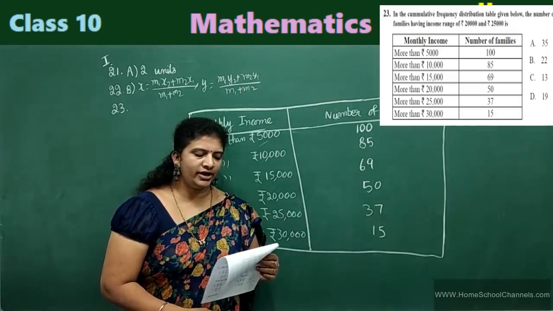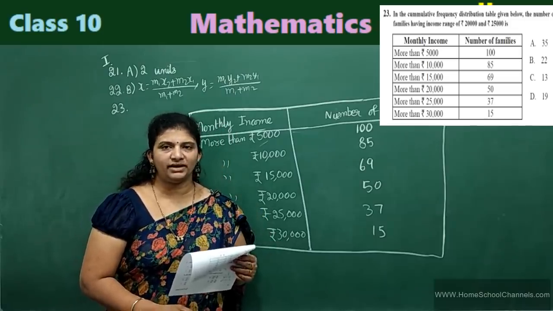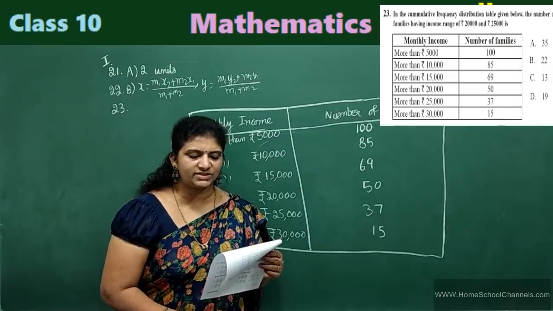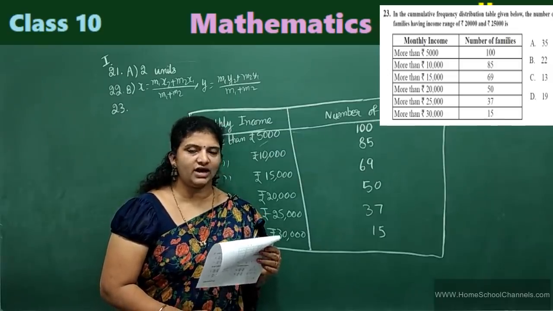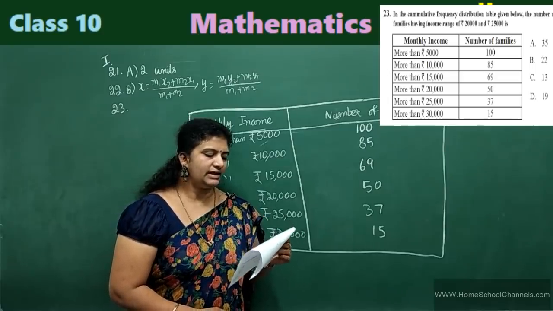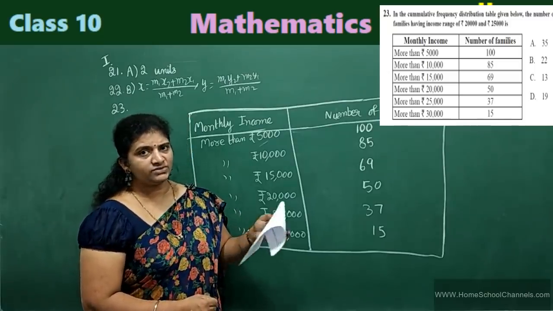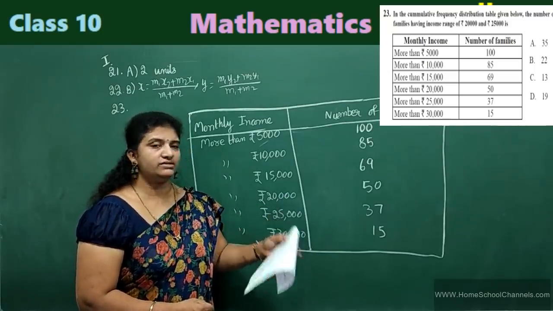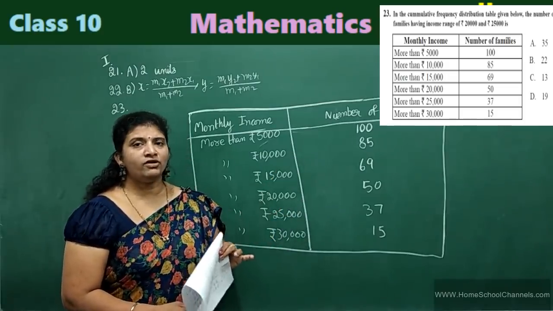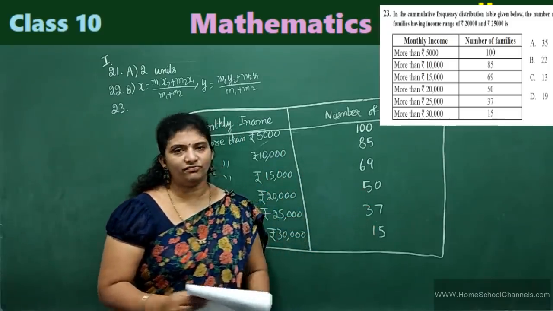23rd one. In the cumulative frequency distribution table given below, the number of families having income range of rupees 20,000 and rupees 25,000 is. You can observe the table. Monthly income more than 5,000 rupees, 10,000, 15,000, 20,000, 25,000, 30,000. More than, you have number of families 100, 85, 69, 50, 37, 50.